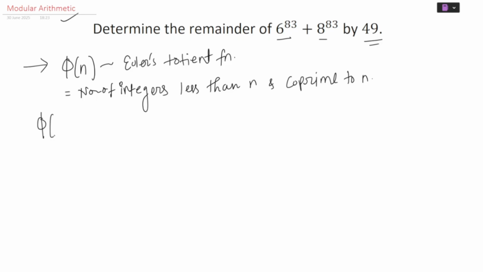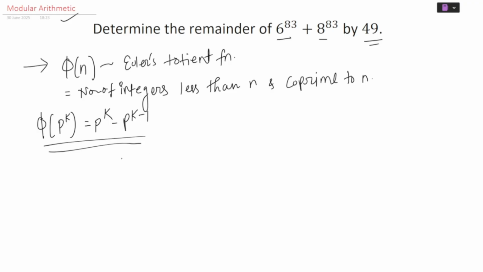In general, phi of a prime power p to the power k is p to the power k minus p to the power k minus 1. Just remember this. How it comes about and how the derivation is done, we shall not be talking about in this video.